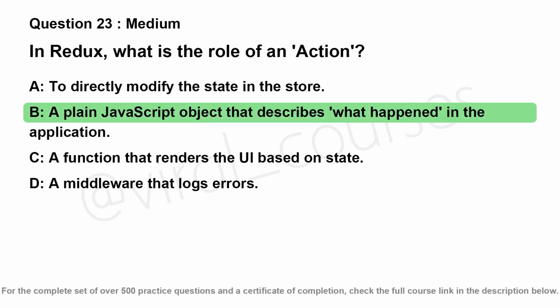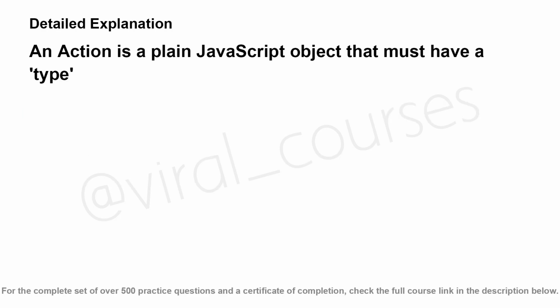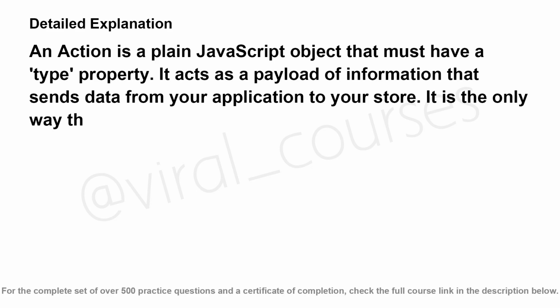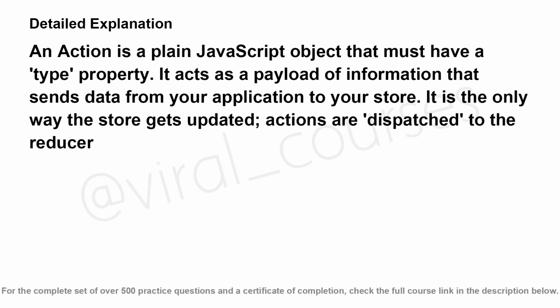The correct answer is B. An action is a plain JavaScript object that must have a type property. It acts as a payload of information that sends data from your application to your store. It is the only way the store gets updated. Actions are dispatched to the reducer.